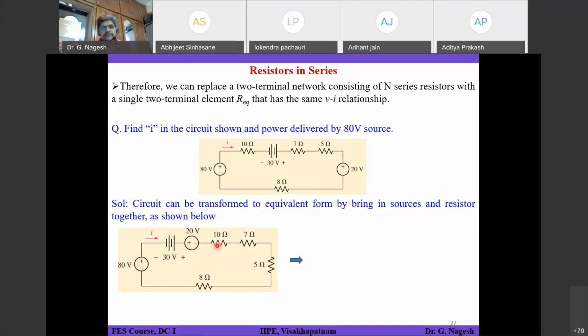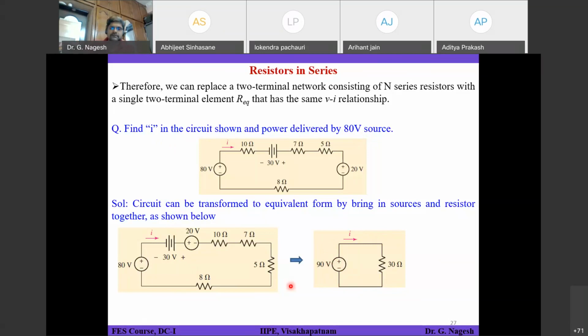And next, all these resistors are connected in parallel, and if you add them up, it will be equal to 30 ohms. Right, so this circuit will be equivalent to this one. Okay. So now they are asking, find out the current and next the power delivered by the 80 volt source, not the 90 volt source.